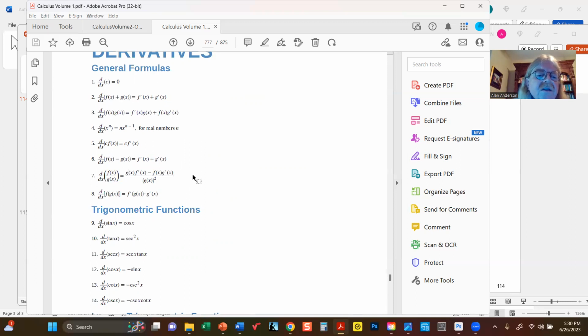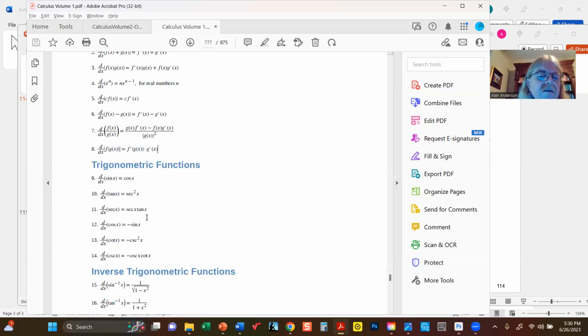And here we go. So they've written it slightly differently. They're using f and g. We're using g and h. It doesn't make any difference. It's still the same quotient rule. This one, we haven't gotten to it yet. We will soon enough. Okay, but down here, we've got our trig functions. And you can see the derivative of the sine of x is the cosine of x, and the derivative of the cosine of x is the negative sine of x. So for the time being, we'll focus on these two.